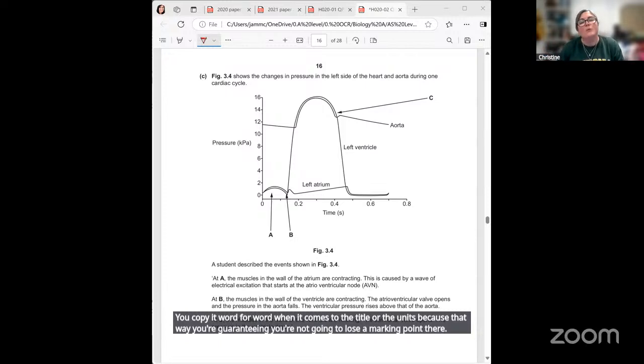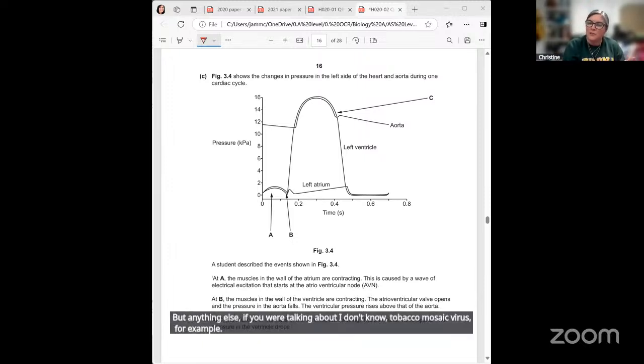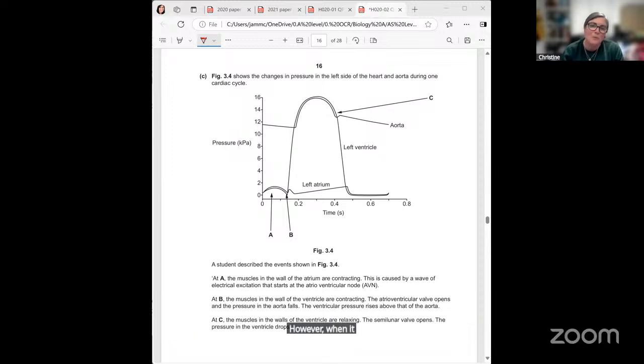But anything else, if you were talking about, I don't know, tobacco mosaic virus, for example, you'd write tobacco mosaic virus first off, and then TMV would be absolutely fine after that. However, when it comes to graphs, you write what they've given you.